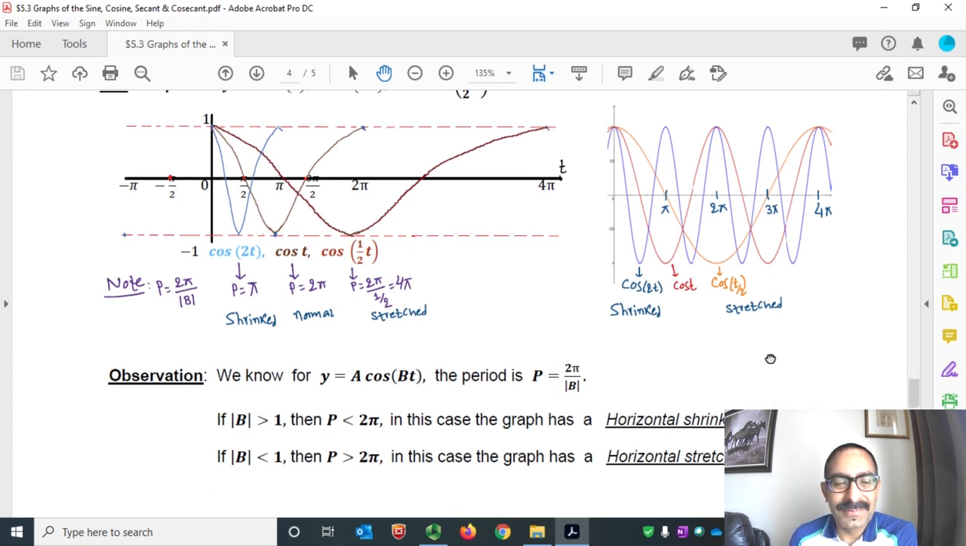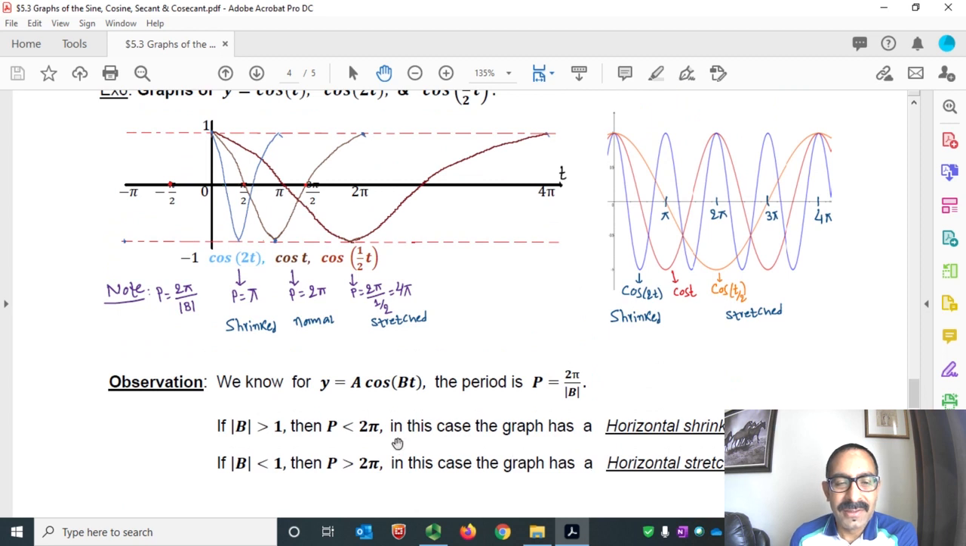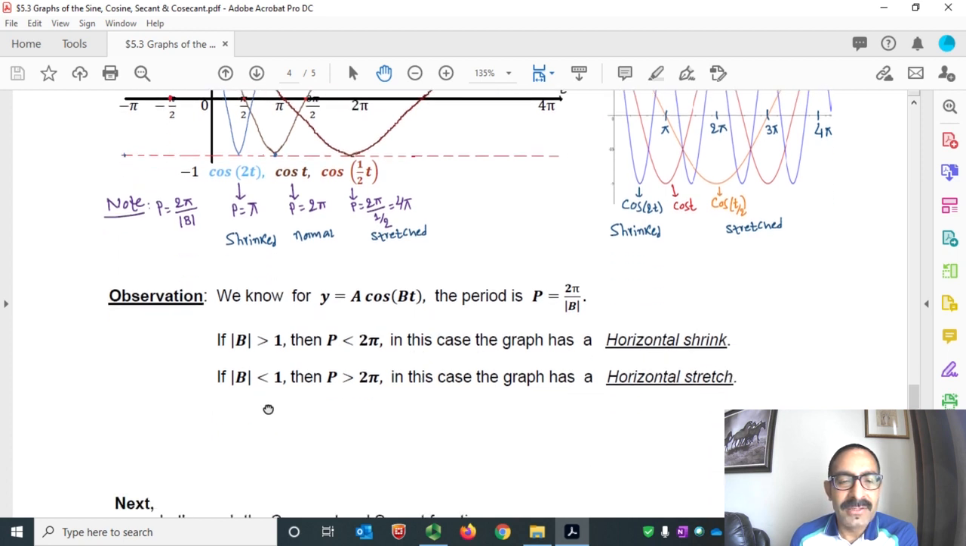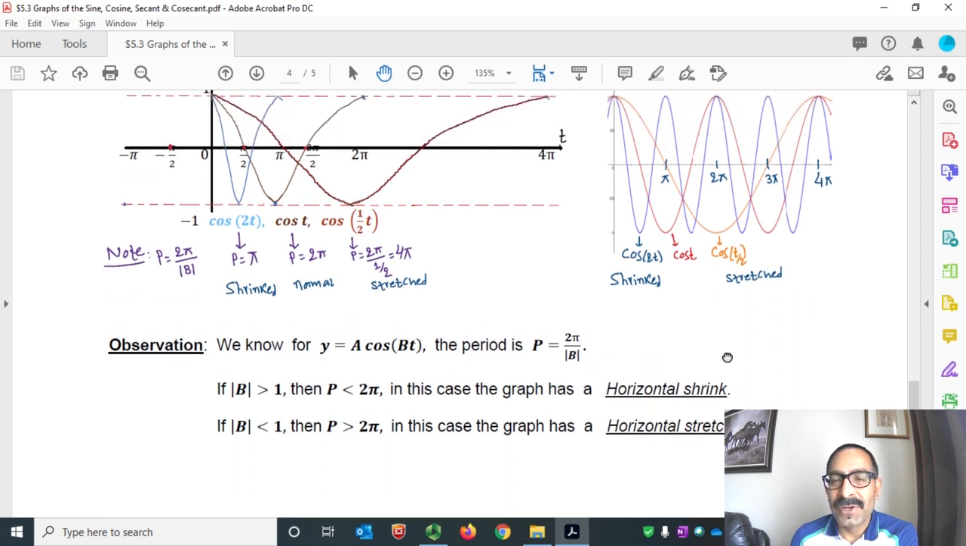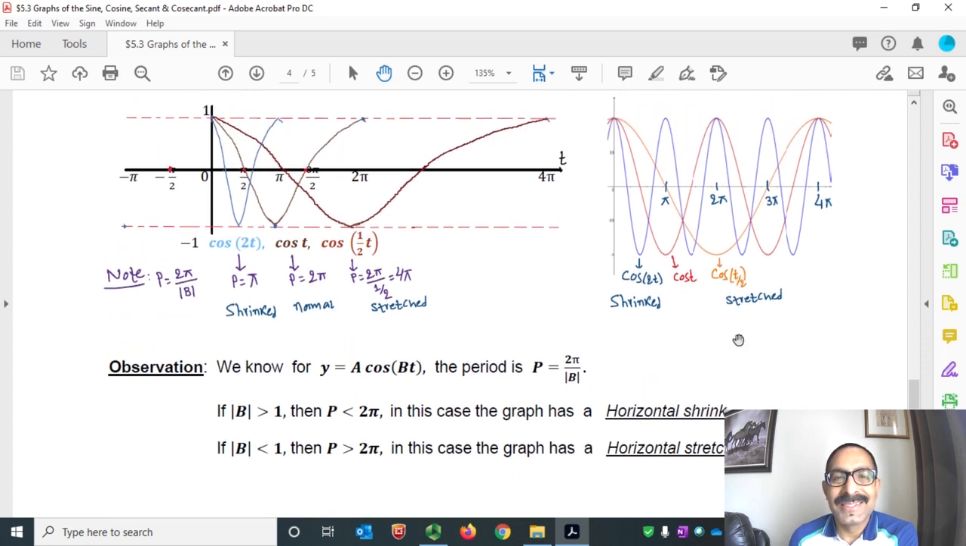Now let's move on. Quick observations. For y equals a cosine bt, the period is 2 pi over b. If b is greater than 1, then this fraction is less than 2 pi. In this case, the graph has a horizontal shrink. So here the graph of cosine 2t is a shrink. If b is less than 1, then this fraction is greater than 2 pi. In this case, the graph has a horizontal stretch, as we saw here, the graph of cosine t over 2. I hope this observation makes sense to you all, just comparing to the graph here. Now let's move on.